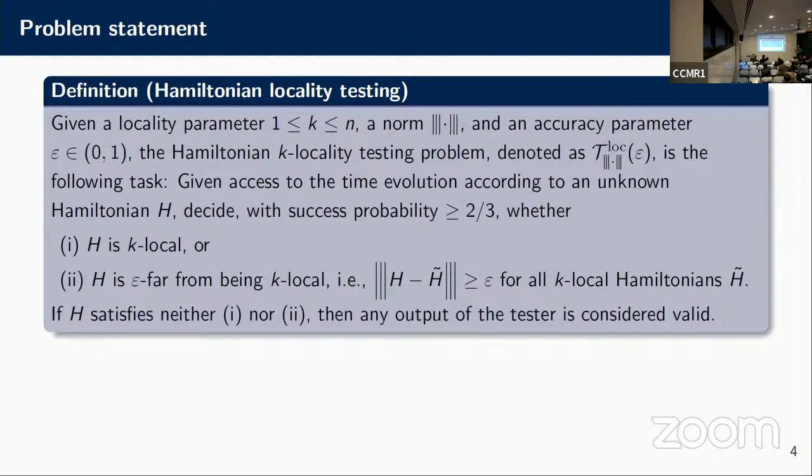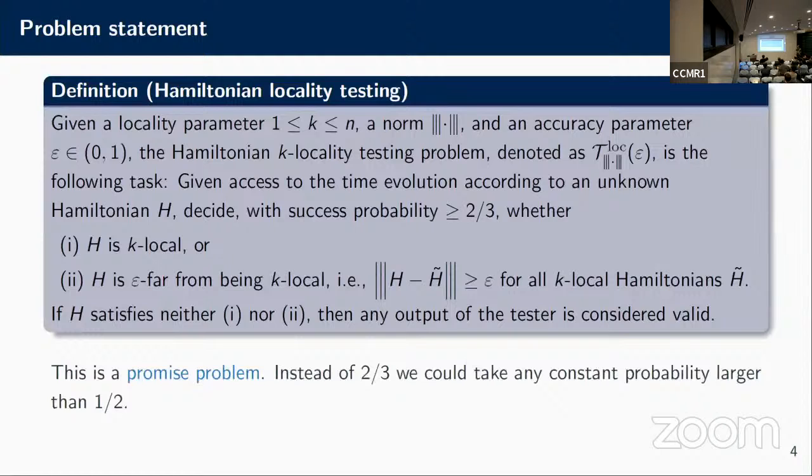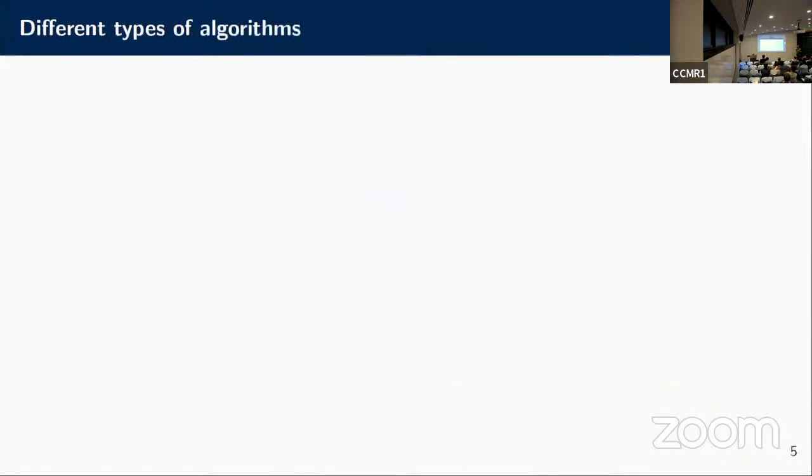And of course, it could be that h satisfies neither 1 nor 2, and then you don't care; any output is fine. So if you're a computer scientist, this is a promise problem. You promise that one of the two things is true, and if the promise doesn't hold, then whatever. Instead of 2/3, I could put any number larger than 1/2; it's constant, that doesn't really matter. It's just for concreteness. So we know what the problem is.